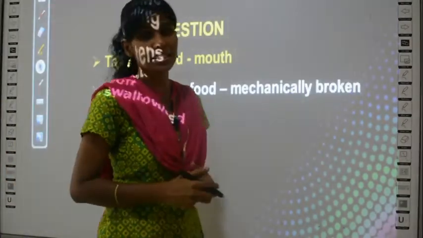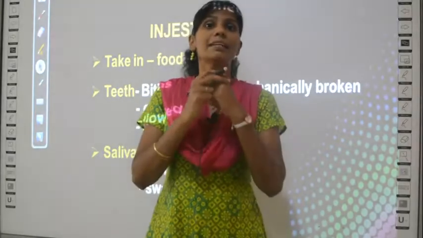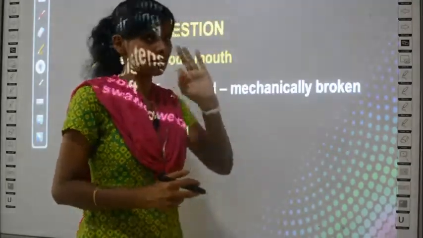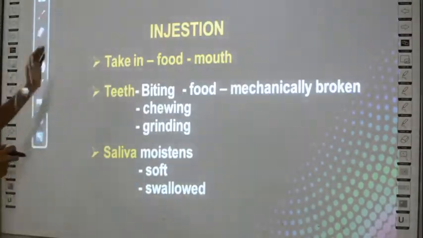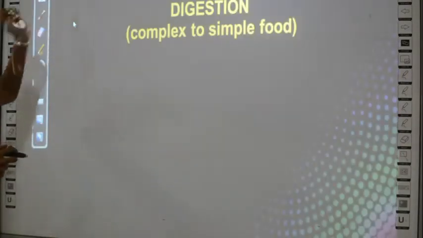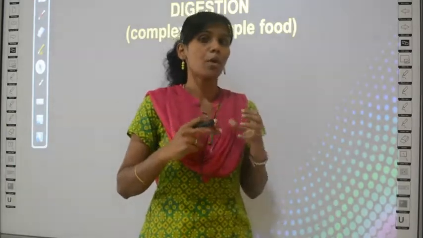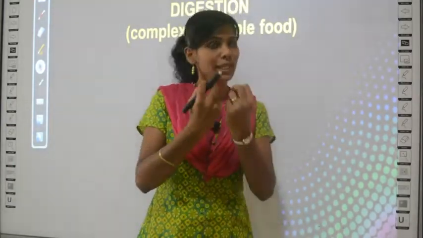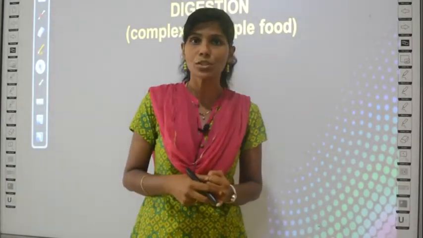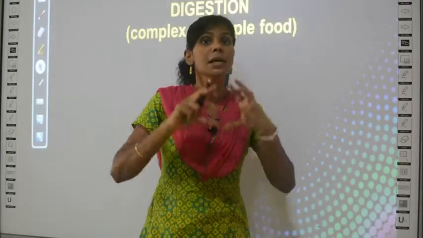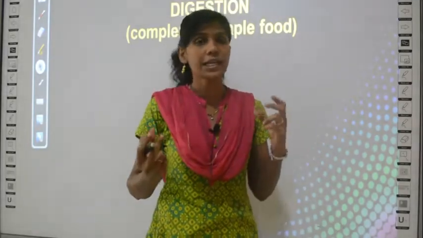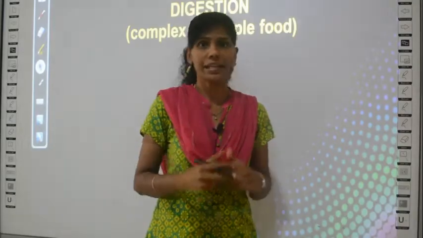What is the second step? The second step is digestion. So ingestion has 3 points, just recall. So the second step is digestion. What is digestion? Digestion is the breaking up of complex food particles into simple food particles. What is complex? Complex means it is bigger in size as well as bigger in its chemical nature.